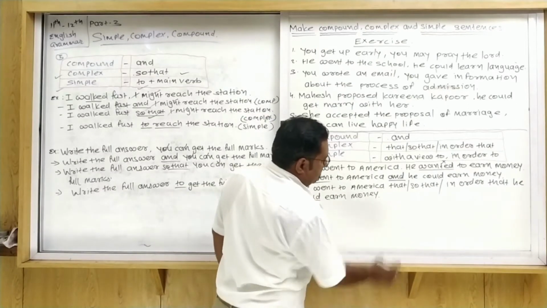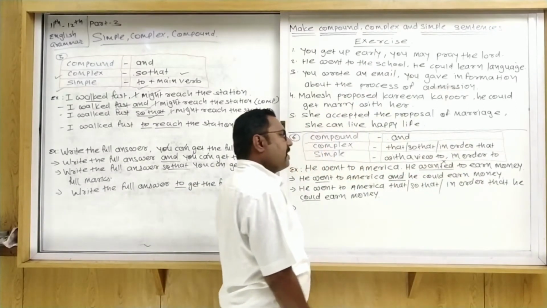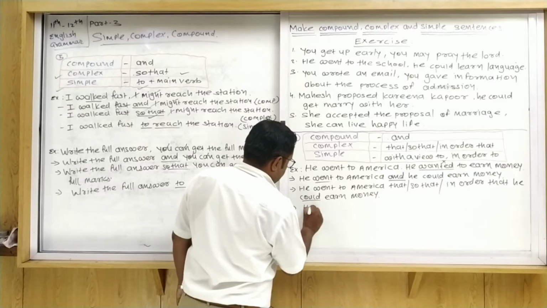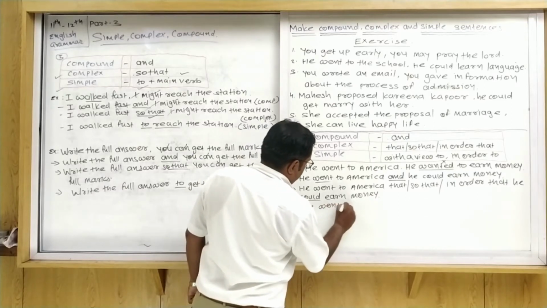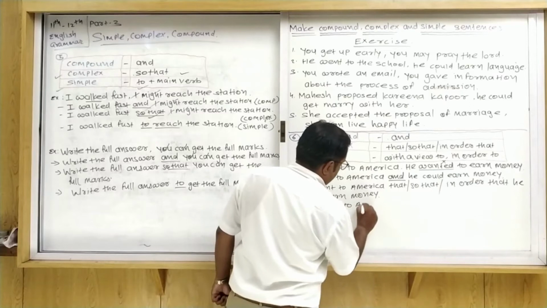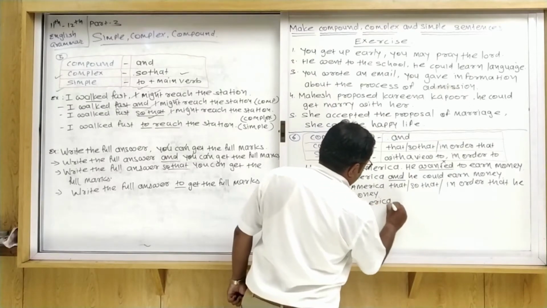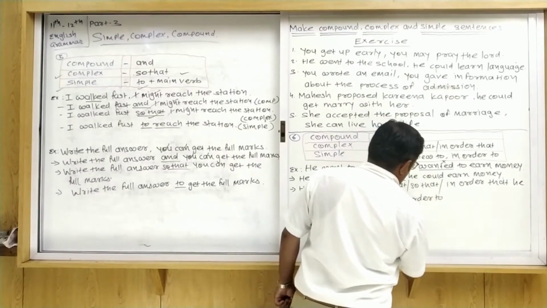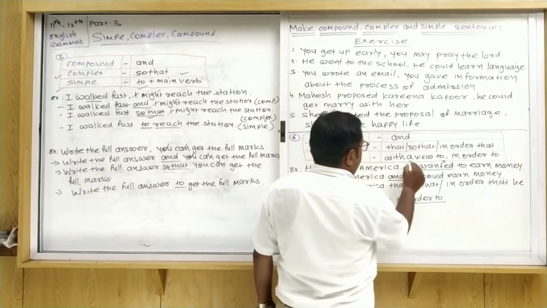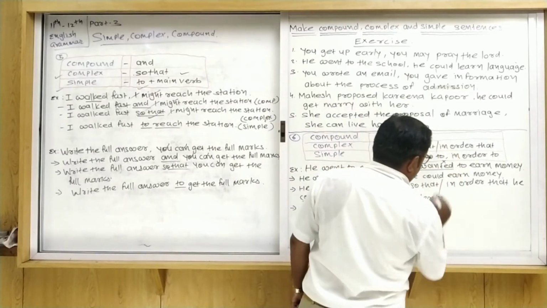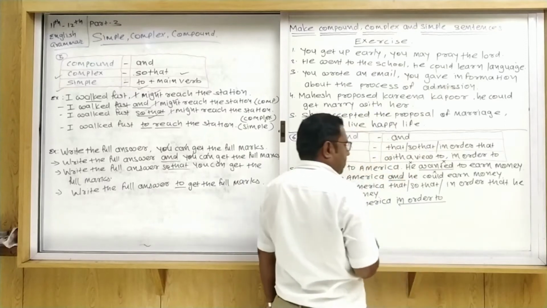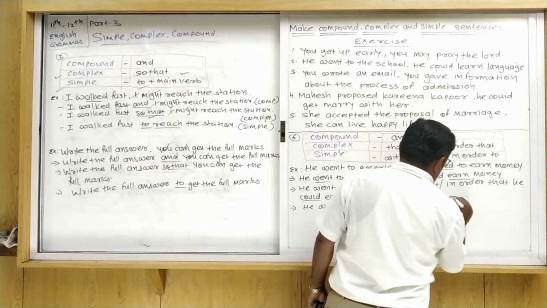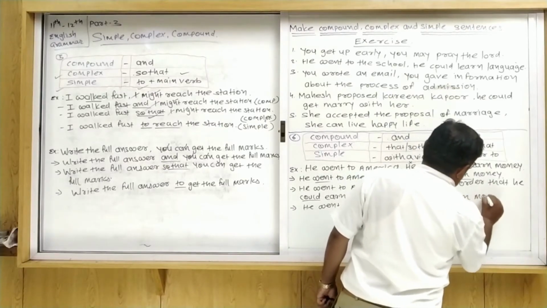Now in simple sentence, both the methods are different. First of all, I use in order to. So he went to America in order to. When we use in order to, we remove subject and modal auxiliaries or wanted, etc. In order to, what is the verb here? Earn. In order to earn money.